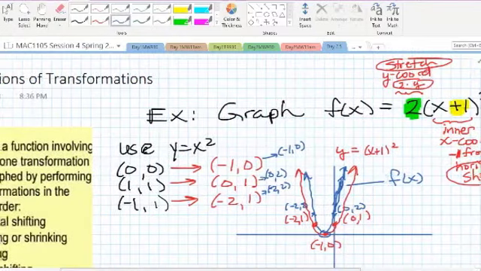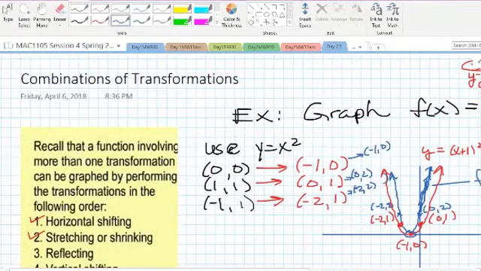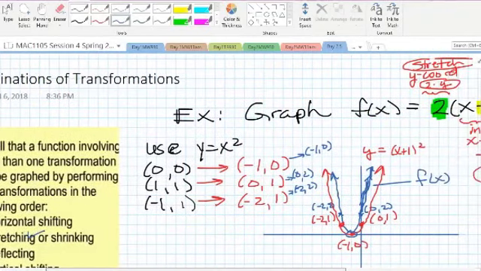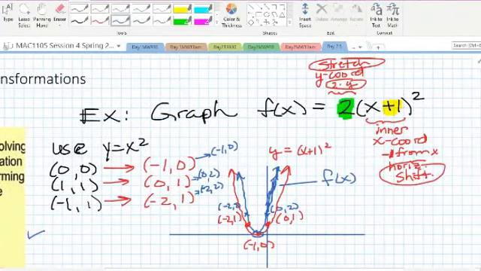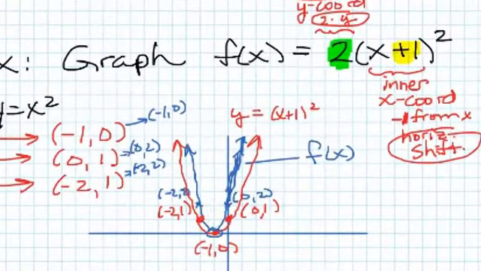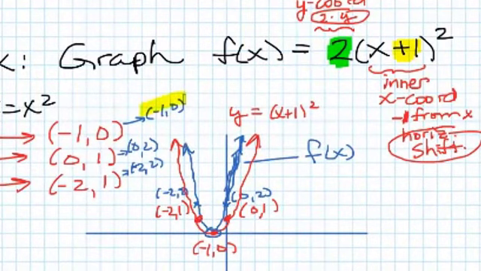That's what I mean by performing it in this particular order, because in some cases, depending on the combination of transformations, if you perform it in the wrong order, you'll end up with the wrong graph. But I want to reassure you that you can always check, because if you got it right, these final points, negative 1, 0, 0, 2, and negative 2, 2, should satisfy the equation f of x equals 2 times (x plus 1) squared.